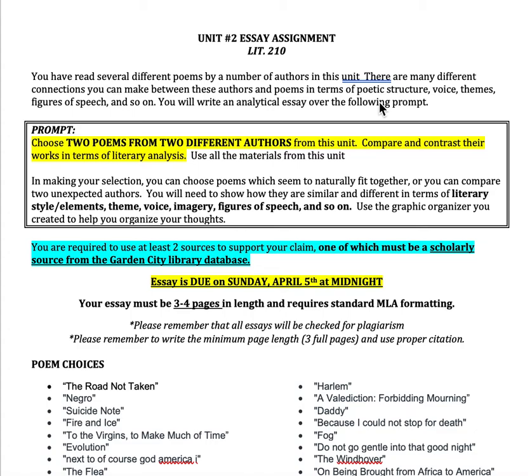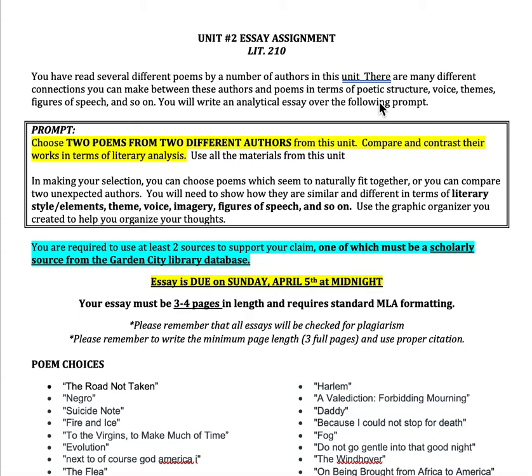You're going to compare and contrast those poems in terms of literary analysis. So I want you to use all of the material that you guys have had in this unit, so all of the lectures, to help frame the argument around the comparison between these two poems. So when you compare these poems, you can choose poems that seem to kind of naturally go together, or you could compare poems that maybe are unexpected pairs. You need to show how they're different and similar in the literary elements that they use. So theme, voice, imagery, figures of speech, everything we've studied so far.